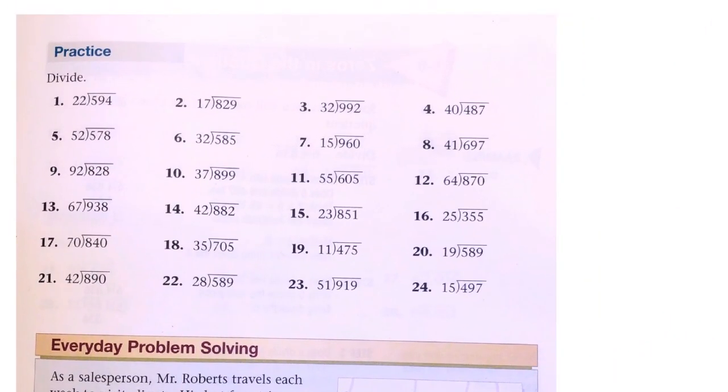Okay, let's try one. Let's do number 4, since we have space on the side. I'm just going to rewrite it. So 487 divided by 40. 40 is greater than 4, so that's not going to do it. 48 is greater than 40, so I can put at least one 40 into 48. 1 times 40 is 40.